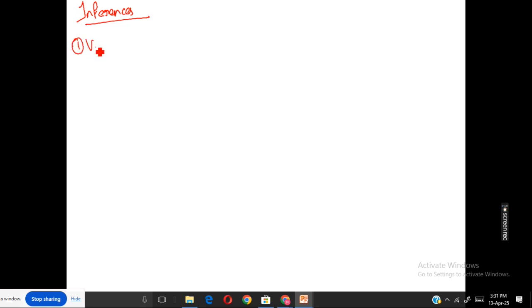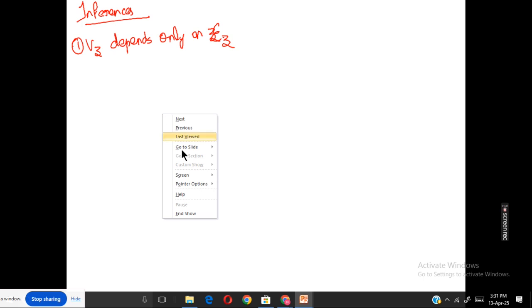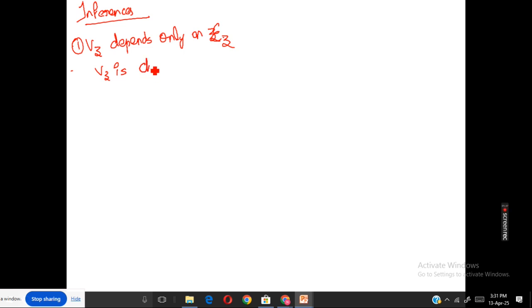First one, Vz depends only on Ez. As we can see, Vz equals Q by M Ez t plus Vz0, it only depends on the electric field. So Vz is changing linearly with respect to time.